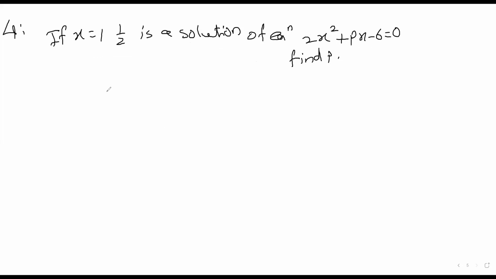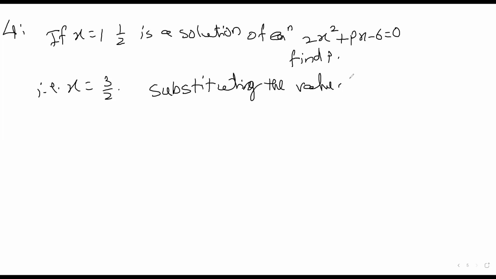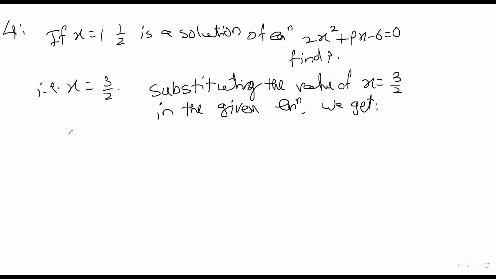ओके, कसं करणार आता तुम्ही? परत तसंच. That is x is equal to 3/2. Substituting the value of x is equal to 3/2 in the given equation. Okay, we get, आता equal to लिहायचं, 2 into bracket 3/2 whole square plus p into bracket 3/2 minus 6 is equal to 0.